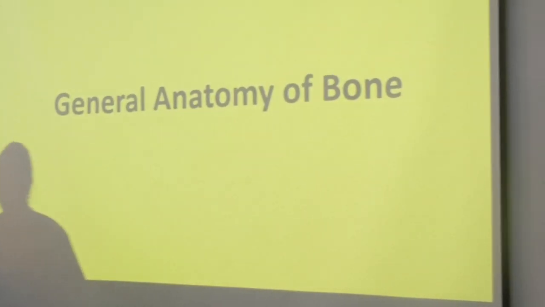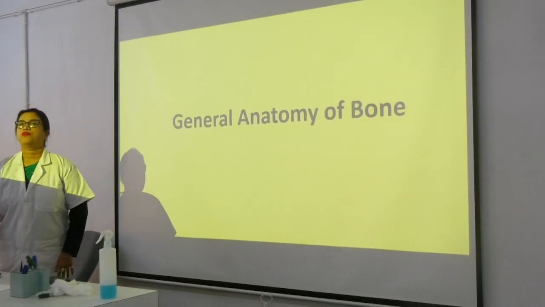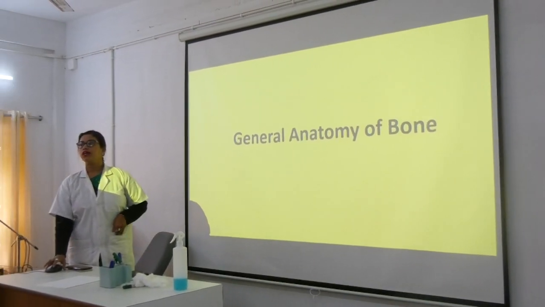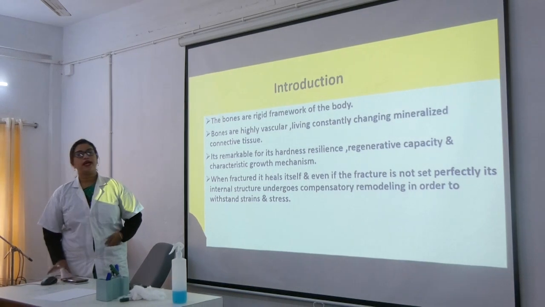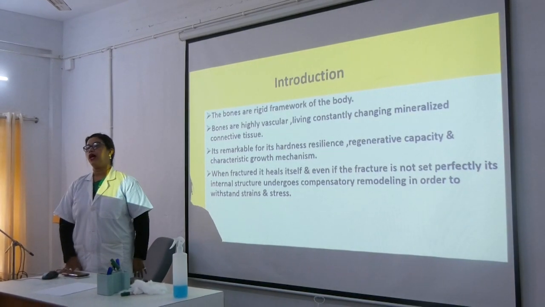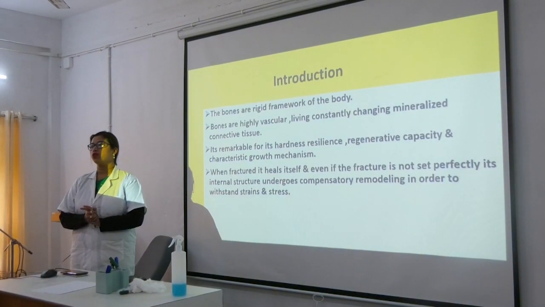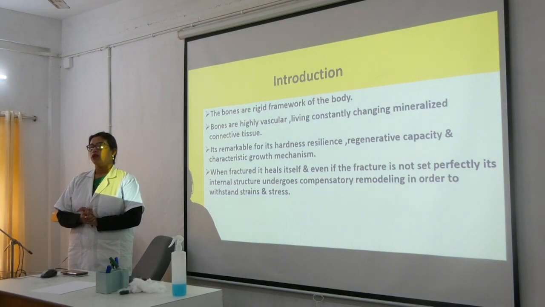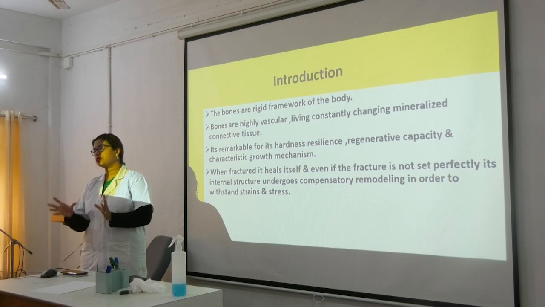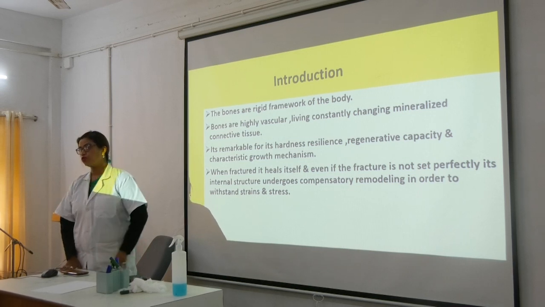Which consists of, first, one outer covering that is known as periosteum. Then the intracellular matrix. Now the question is, what are the structures present in the intracellular matrix? So could you say?